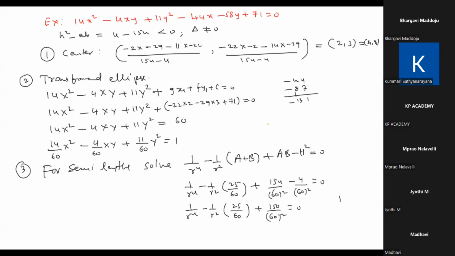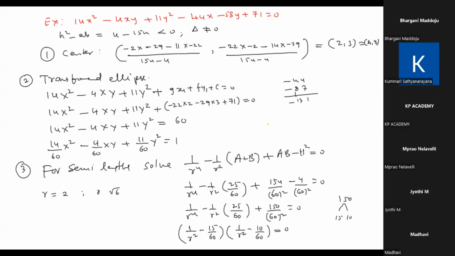So 150 means factors 10 and 15, right? So what can you write? 1 by r square minus 15 by 60, 1 by r square minus 10 by 60, like this you have to write. Sorry, this is 15 because 15 and 10 are the factors. So 1 by r square is 15 by 60, which is 1 by 4, so r square is 4, r is equal to 2, one value. And the other is 1 by 6, so r is equal to root 6.